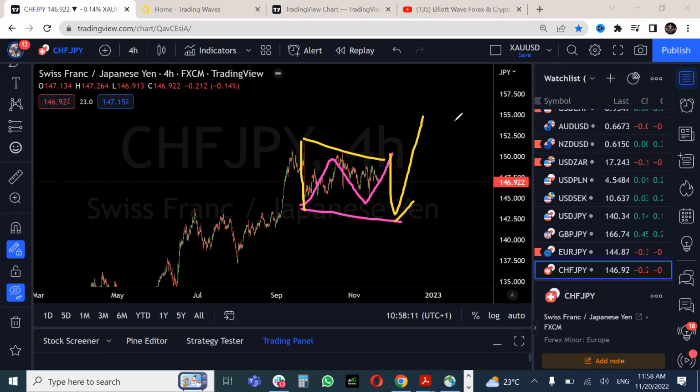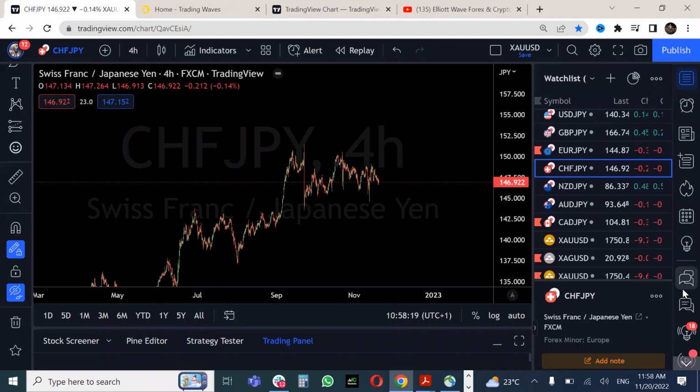We don't trade that. What we trade is these moves. These are the moves that we trade. So we anticipate and we wait for the structures to build, then we execute. All right, so let's have a look at the rest here.